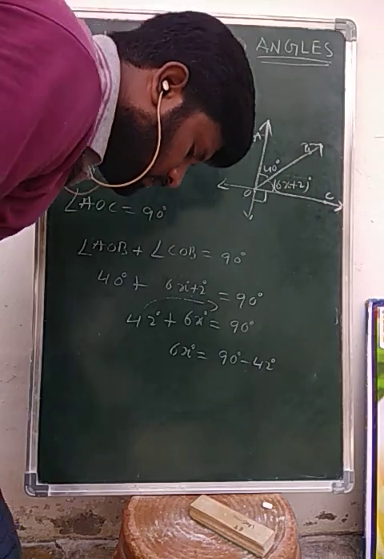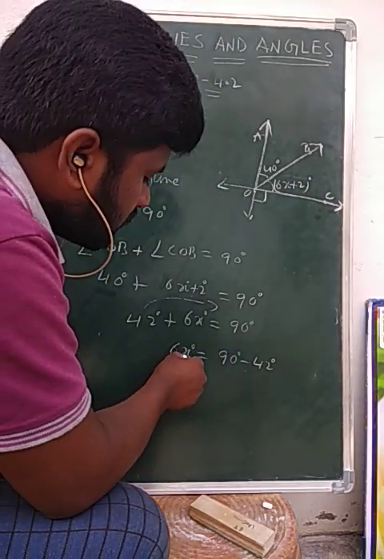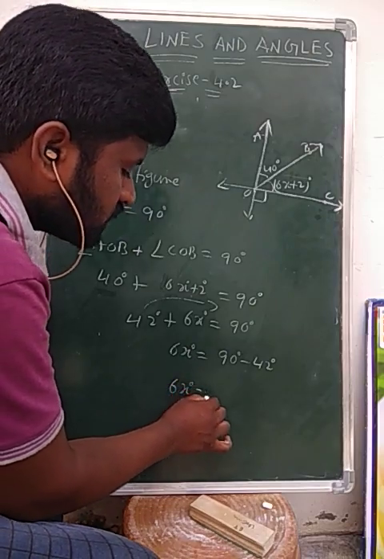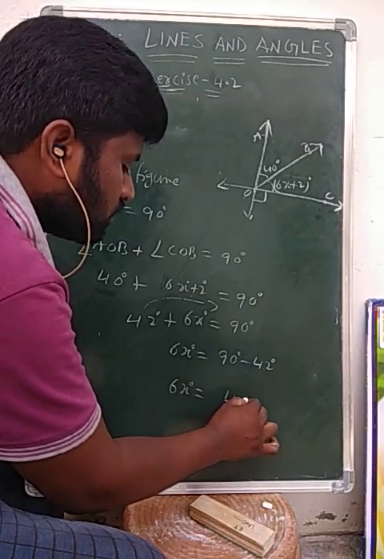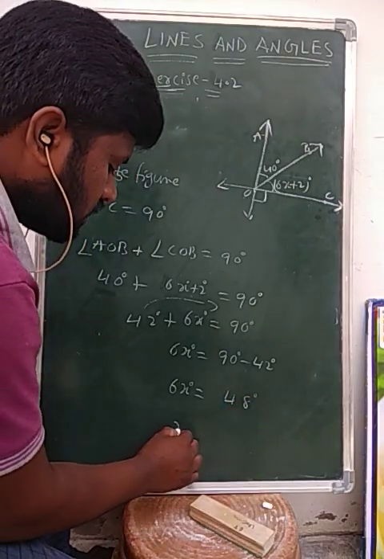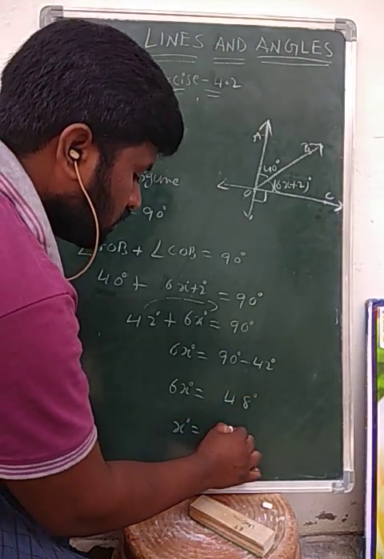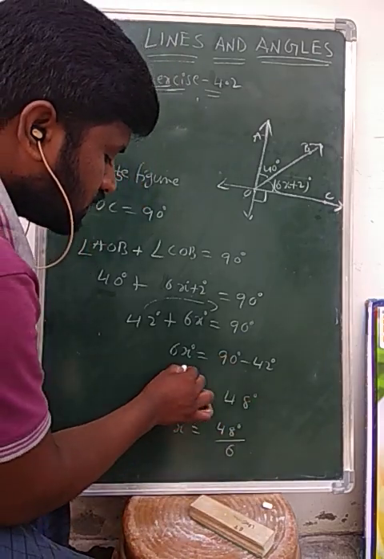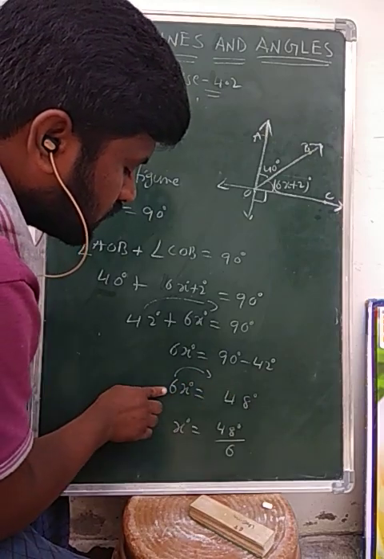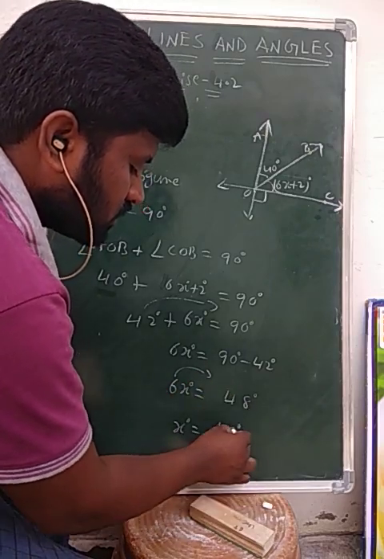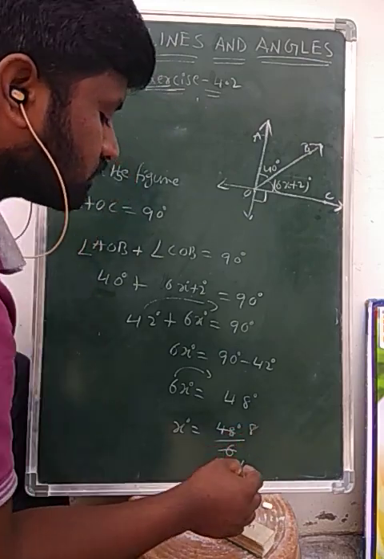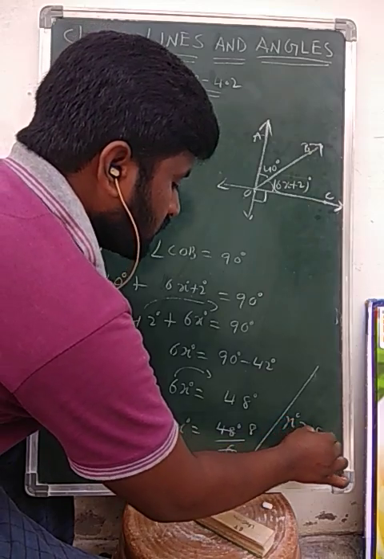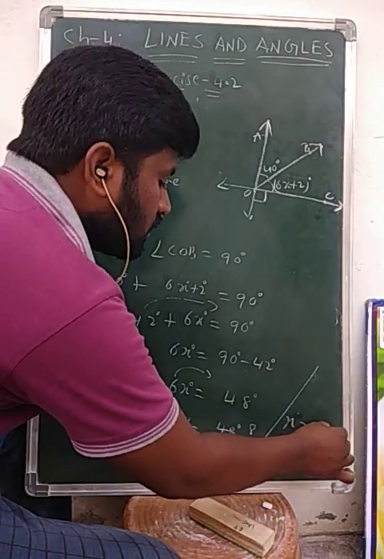Okay, 6x degrees is equal to 90 degrees minus 42 degrees. Now 6x degrees is equal to 90 minus 42, that is 48 degrees. Now x degrees is equal to 48 degrees by 6. Okay, now if we transfer this 6 to the RHS side, multiplication becomes division. 6 1s are 6, 6 8s are 48. So we get x degrees is equal to what? That is 8. x is equal to 8 degrees.